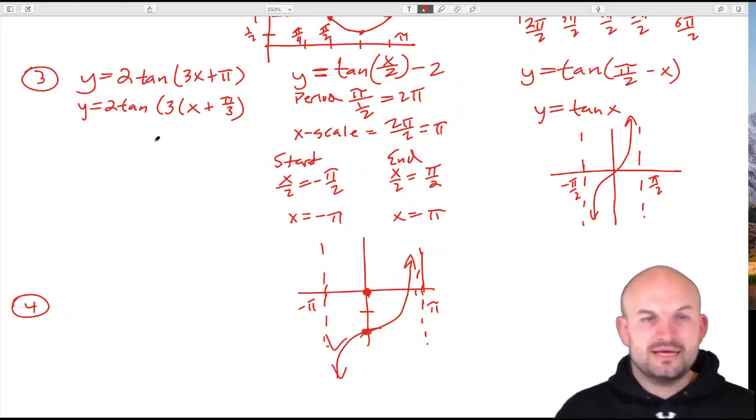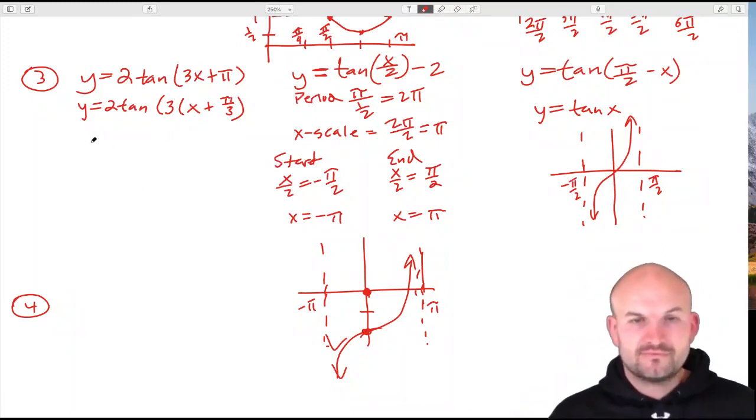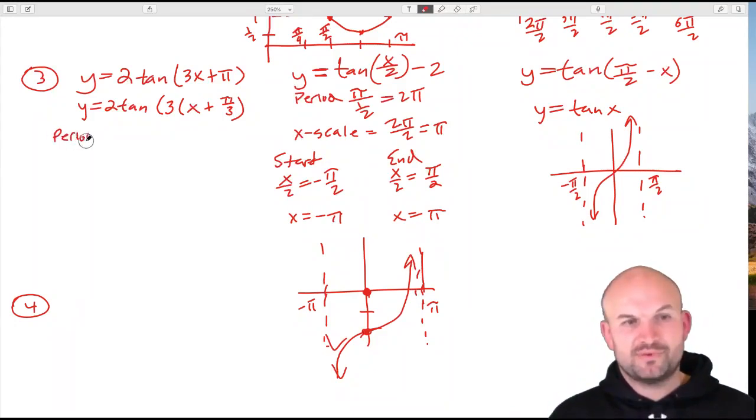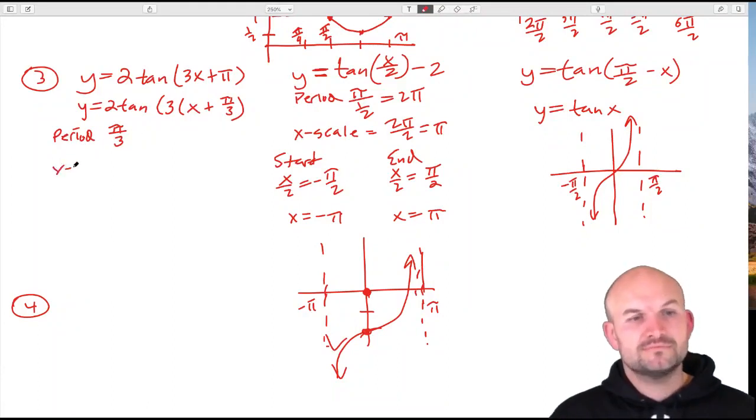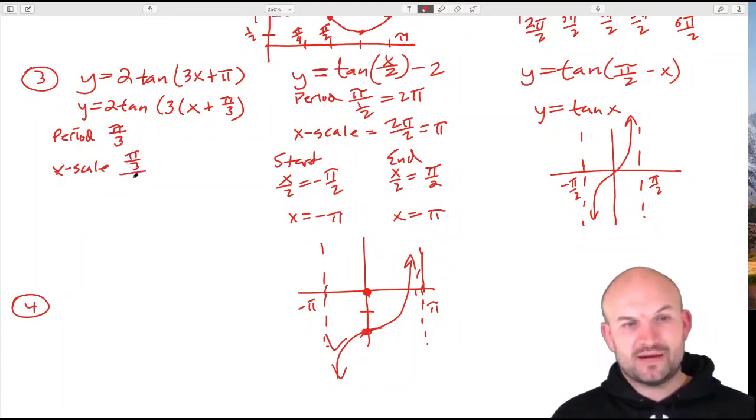But my preference when you need to graph this is let's go and find the period and the x scale. So the period is going to be pi divided by 3. That's your b, which is nothing really you can do. The x scale, if you need to do more than one period, I just like to do my period divided by 2, multiply by 1/2.